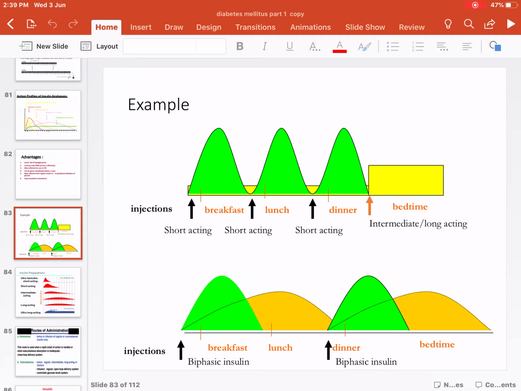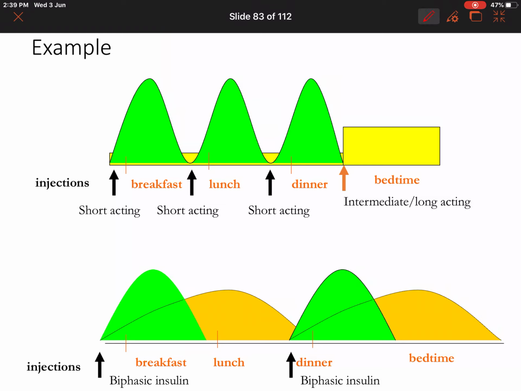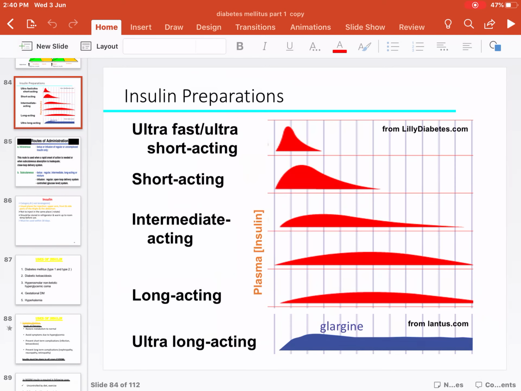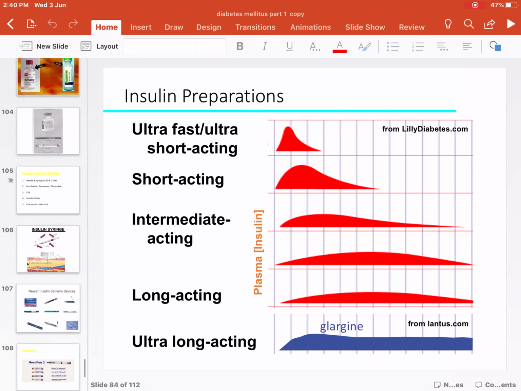If you look at the diagram below, you'll see where you can give a biphasic insulin. So there will be 1 and 2 injections only. This will be a regular insulin, this will be an NPH, a longer acting. This will be regular, this will be NPH, which is taken in 1 syringe and it can be given. These are called mixed insulins, which are pre-made and available. These are a few examples of how we can combine insulin preparations. With this, we conclude the insulin preparations.